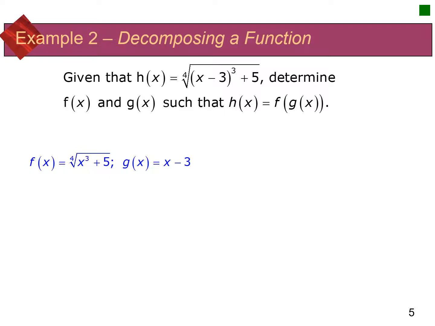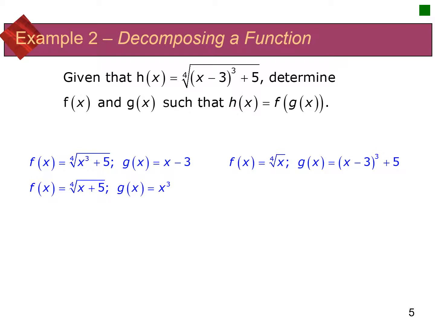f of g of x, I'd replace that x with the x minus 3, and I would end up with what h of x is. Another thing I could do is say that f of x is the fourth root of x, and then say g of x is everything that's underneath the radical, namely the x minus 3 cubed plus 5. That would be another feasible solution for that one.